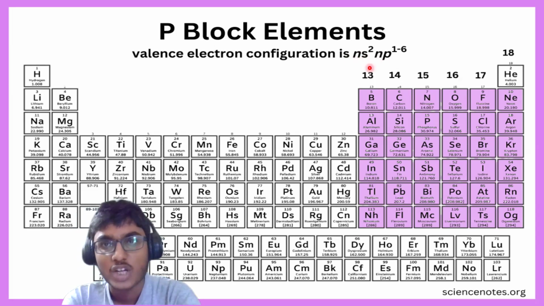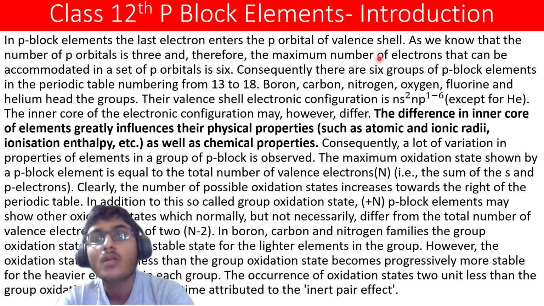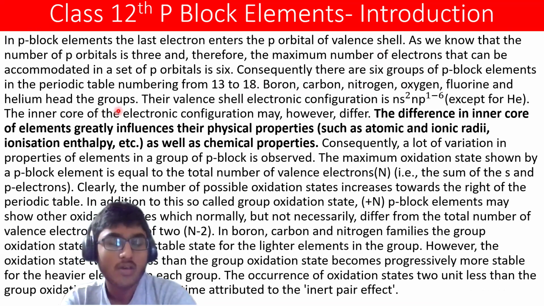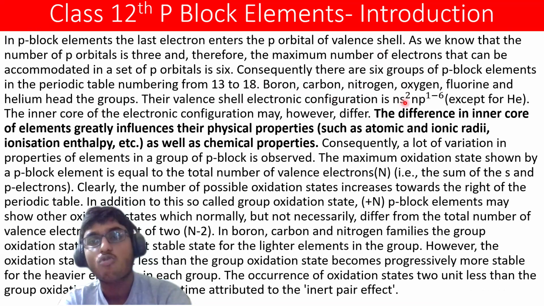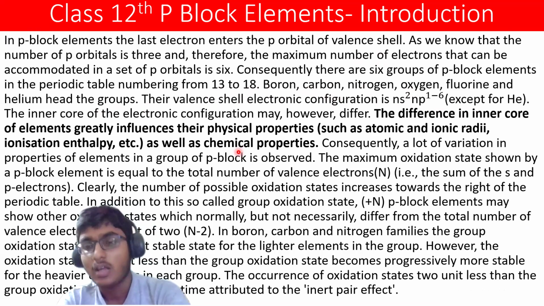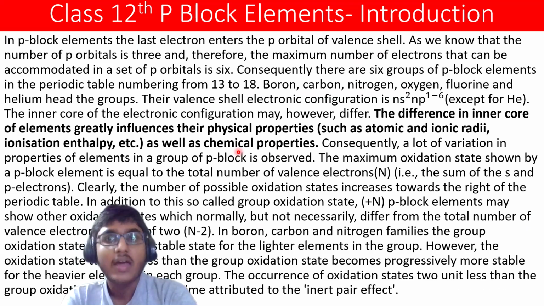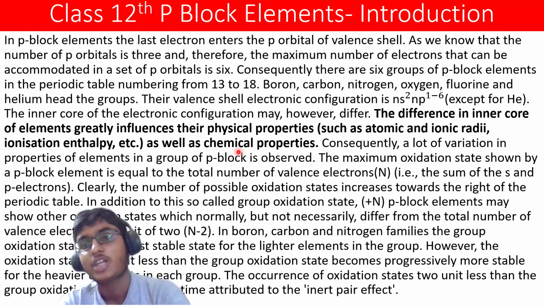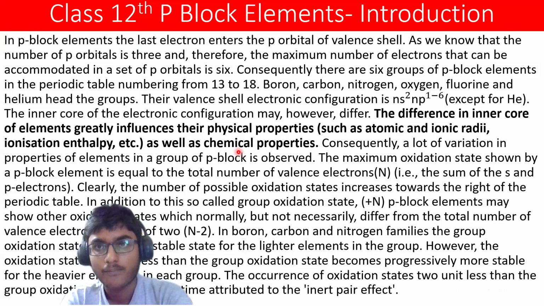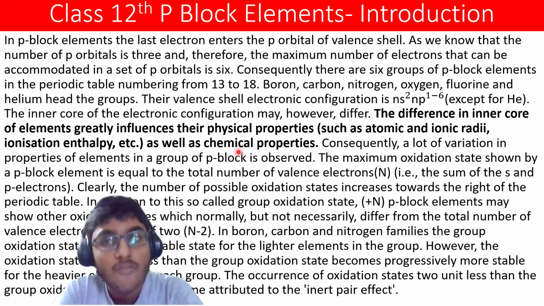And the general electronic configuration is ns2 np1 to 6. So we have the groups from 13 to 18, boron, carbon, nitrogen, oxygen, fluorine, and helium, which are leading the groups. So their valence electronic configuration is ns2 np1 to 6, except for helium. Helium leads the group, yes, not neon. Helium leads the group, but except helium, everyone has the electronic configuration ns2 np1 to 6. Okay. So the inner core of the electronic configuration, however, can differ.